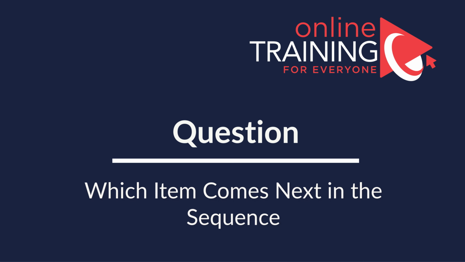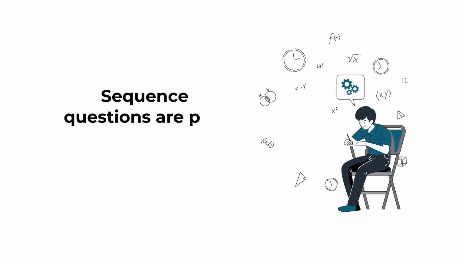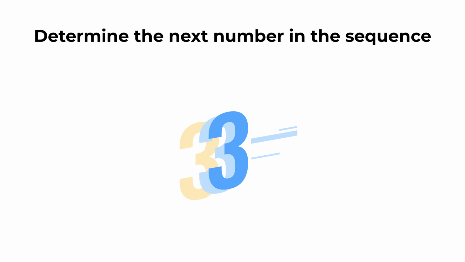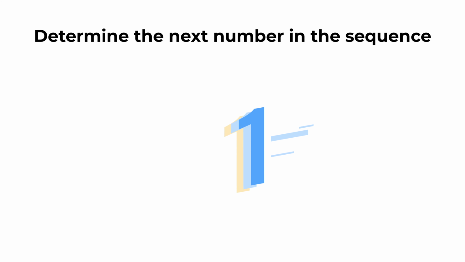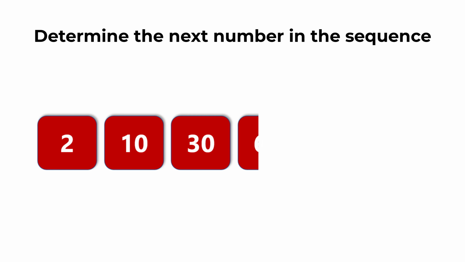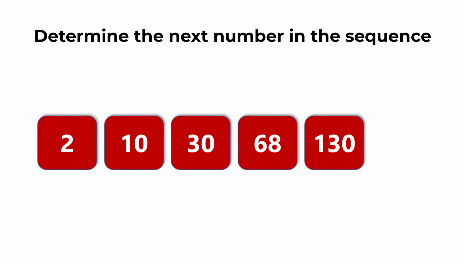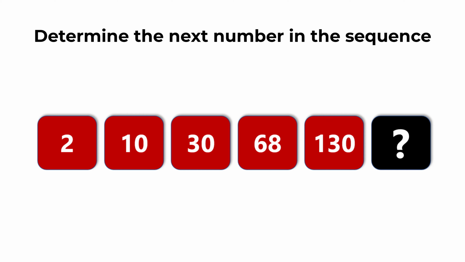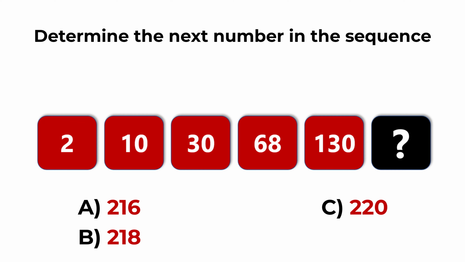It is almost guaranteed that you will get a question like this on every test. You're presented with a sequence of numbers, and you need to determine the next number in the sequence. In this case, the numbers are 2, 10, 30, 68, 130, and the next number is missing. Can you determine what comes next in the sequence? You're presented with 4 different choices. Choice A, 216, choice B, 218, choice C, 220, and choice D, 222.